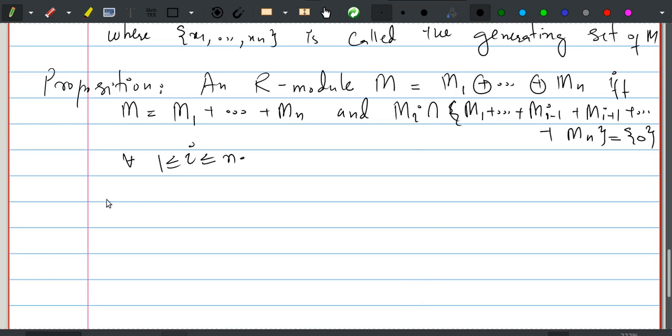So alternatively, an R module M is said to be the direct sum of these submodules M1 through Mn if each element of M is uniquely expressed as a sum of elements of these Mi's.